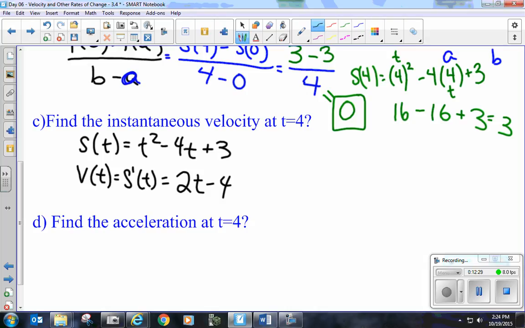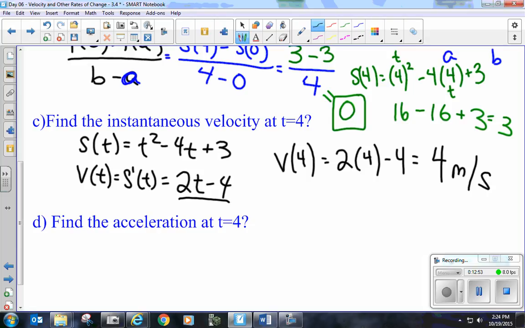So v of 4 is just putting a 4 into here. 2 times 4 minus 4 is 4. That's the instantaneous velocity right at time 4. And that is units per second. They didn't give us a unit, oh, they did. It's meters per second. I think I caught that quick, otherwise I would have said 10.